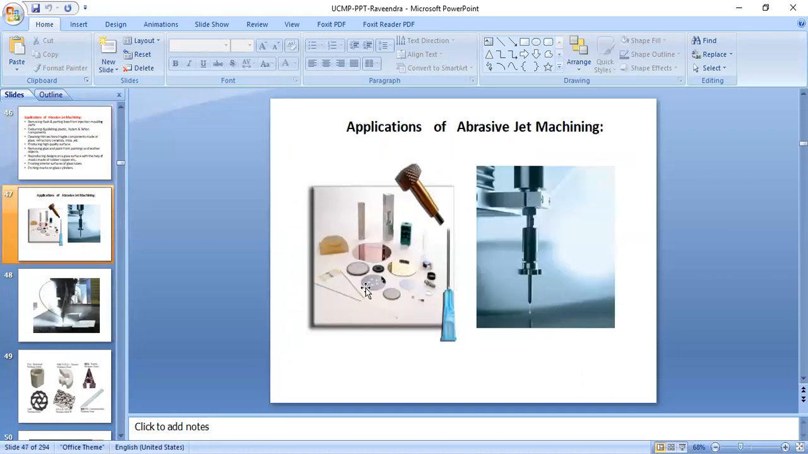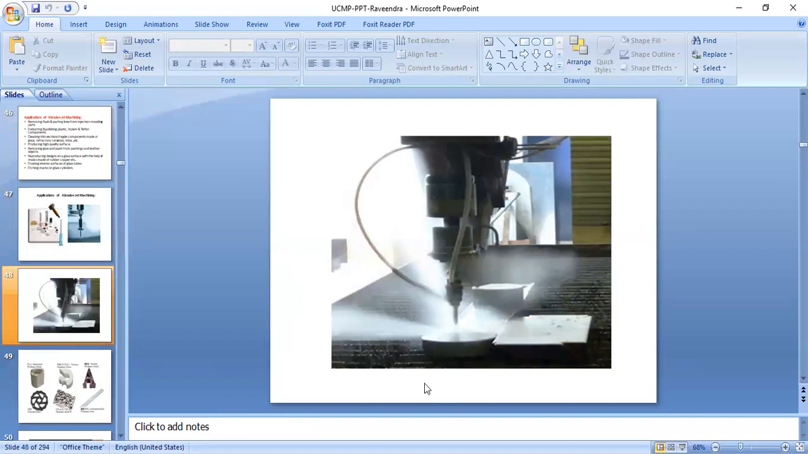These are the parts produced by abrasive jet machining. You can see a number of parts produced by abrasive jet. This is the actual process. This is a nozzle. Through the nozzle, the abrasive jet comes and strikes the workpiece. Due to the continuous striking action of the abrasive particles on the workpiece, we can produce a number of holes of different sizes. Machining is done here like this. Now the jet is striking the workpiece, and as the abrasive particles strike it, it makes a hole in the workpiece.